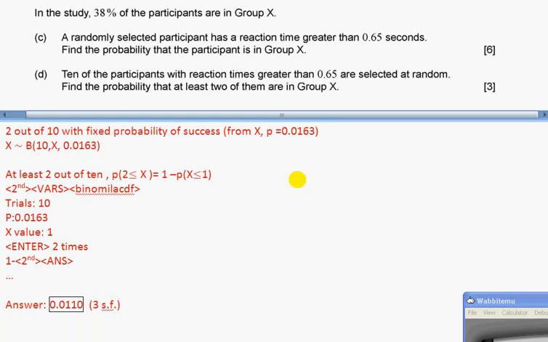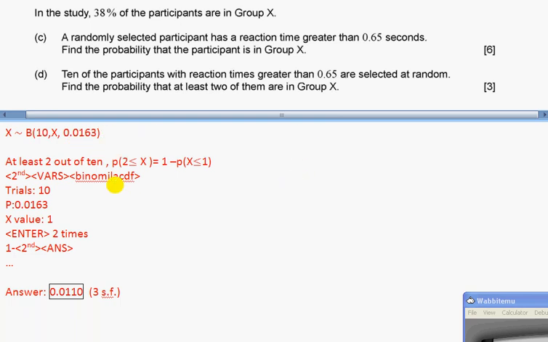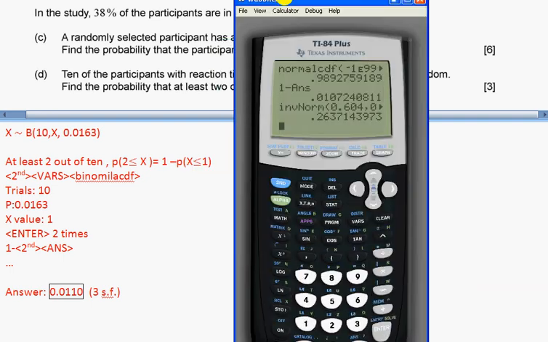Now we're going to use the binomial cumulative distribution function. So second VARS, binomial CDF. Let us scroll up here. So we should go to B.